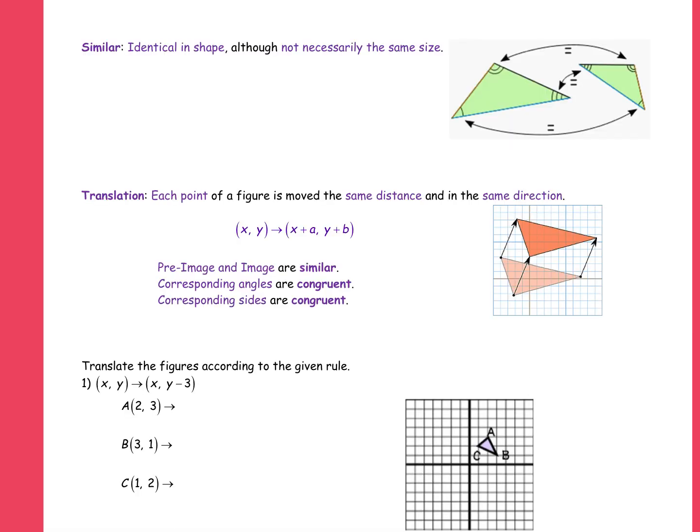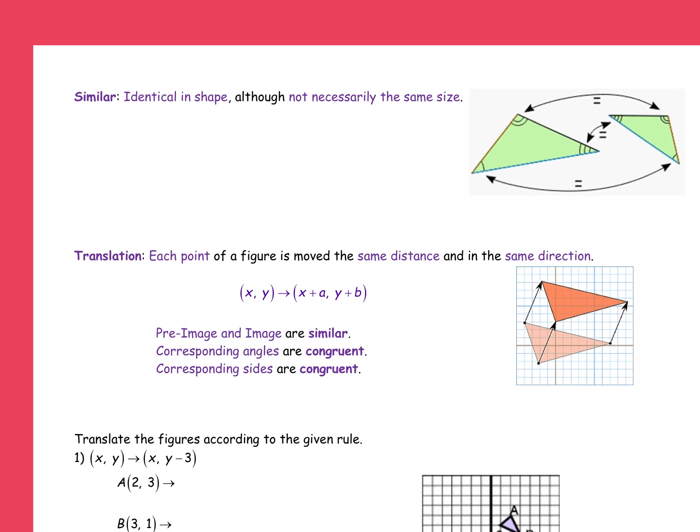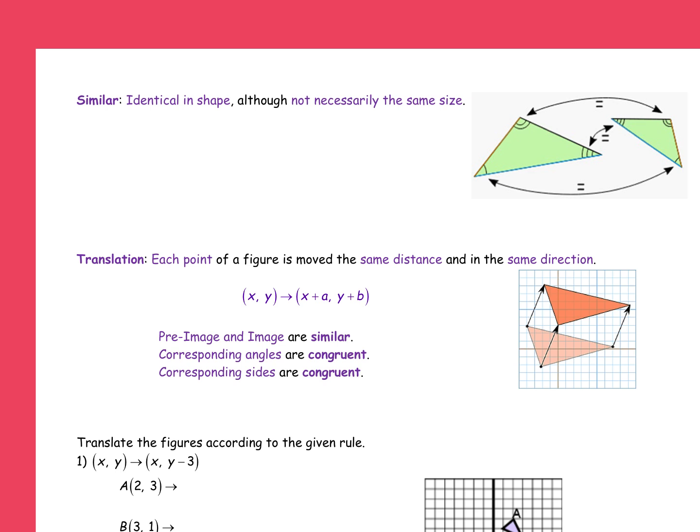Next. So similar is a little different than congruent. Similar is the same shape, but not the same size. Notice that our angles are marked, because the angles stay the same if it's similar. The only thing that changes is the length of the sides. So it's the same shape, different size, but my angles stay the same.